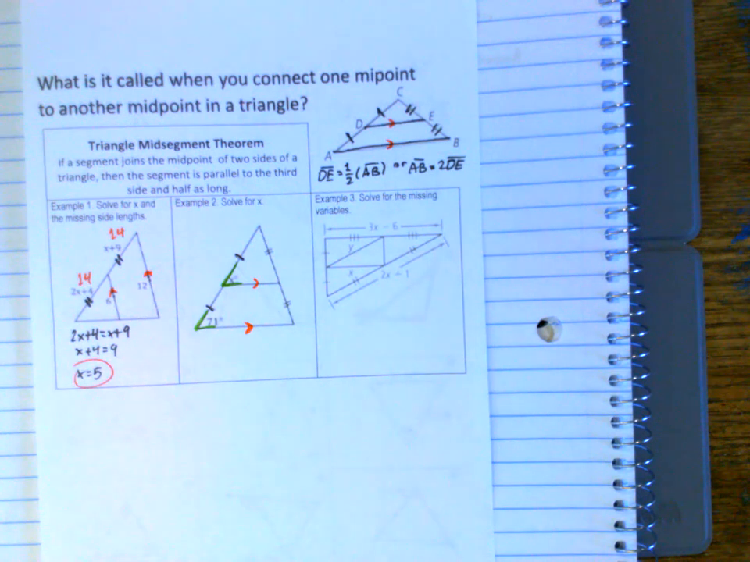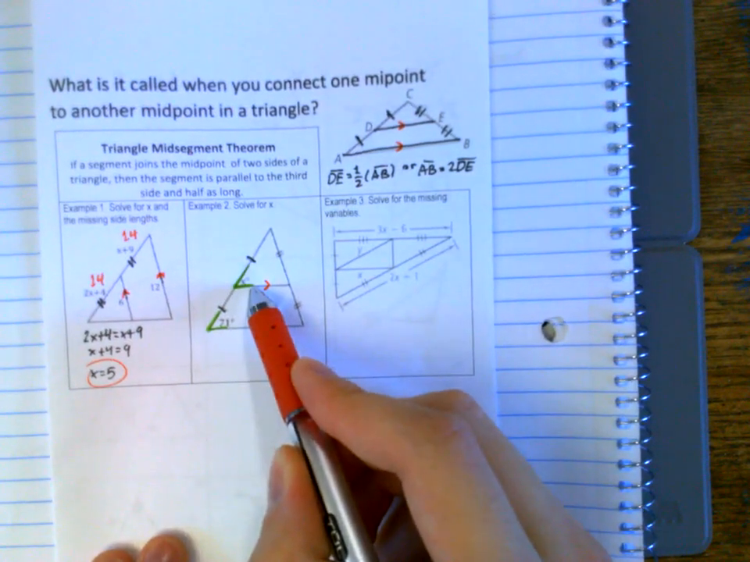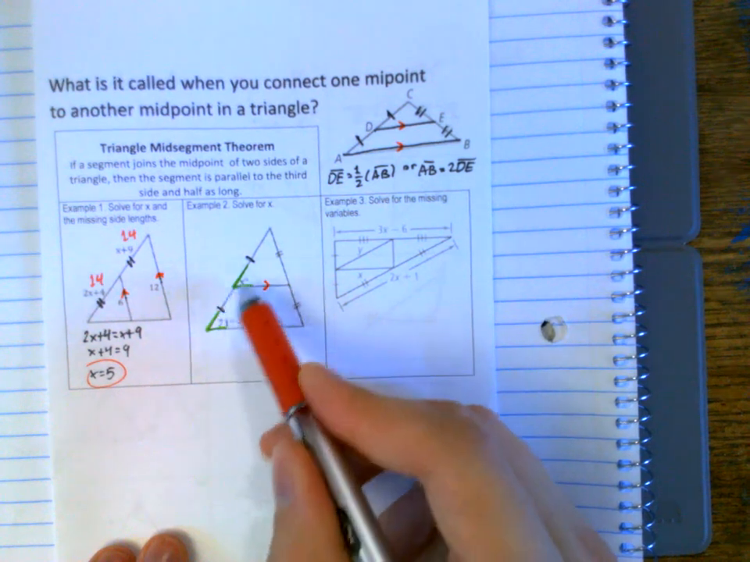Look back in your notes, guys, from yesterday, and look at that beautiful little sheet I gave you that has all the theorems and we color-coded it. What does that angle have to be? Or what do you think it is? Anyone? It's 71. Why? Corresponding angles.